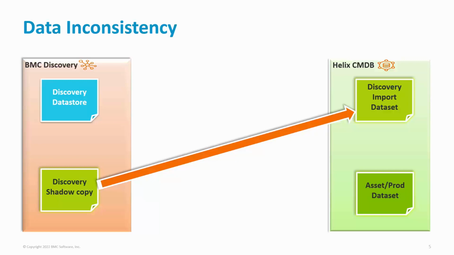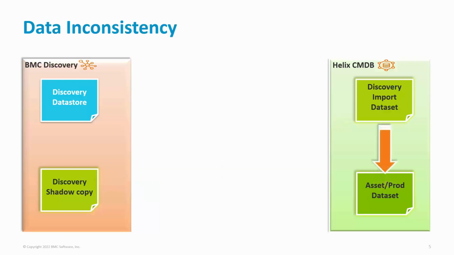Similarly, when you are comparing the CI data that is there in the import dataset with the CI data that is available in the prod or asset dataset, and you find a difference, then that could also be a valid inconsistency, and that needs to be investigated by the CMDB admins or CMDB support. So to conclude, a valid data inconsistency would be data inconsistency between the data that is available in the local shadow copy of Discovery and data that is available in the Discovery import dataset in Helix CMDB.